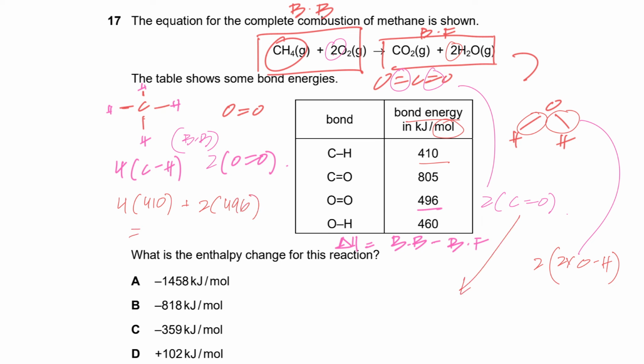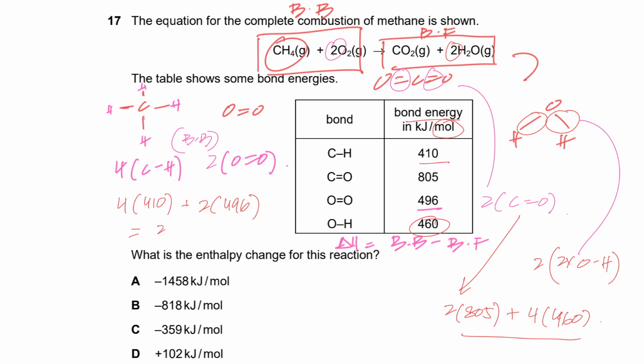And you have 2 COs, so 2 times 805, that's the bond energy, plus 4 times OH. OH is how much? 460. And now, if you guys sum this up and sum this up, can you guys do that for me, please? Let me also just do it on my own. Just give me a sec.